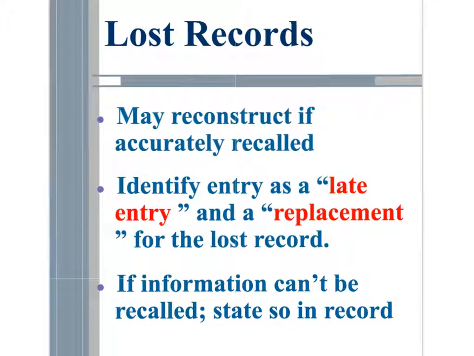The College of Nurses recognizes that sometimes paper charts might get lost, and sometimes electronic charts might get accidentally deleted. So once a facility, or a nurse, recognizes that the records have been lost, they may try to recall the information if they're able to. If they're creating a duplicate record, they have to identify it as a late entry, and identify it as a replacement for a lost record. This way, if the original ever turns up and it's brought to court, there isn't anything suspicious. If you can't recall the information, then you would need to state so in your replacement entry.